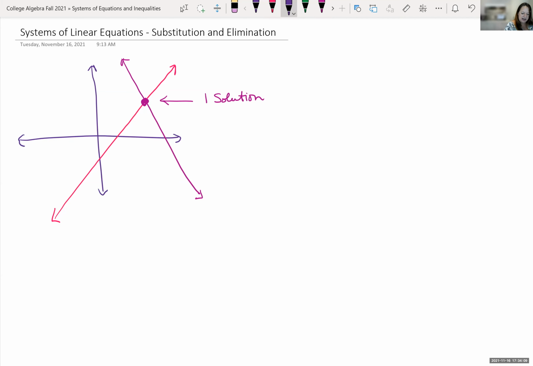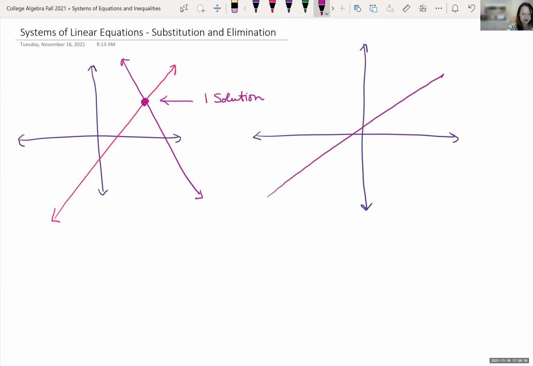The other scenario that could happen is when you graphed the lines, it ended up being the same exact line. So actually it's the same exact equation, right? It just might not look like it at first. And so if you graphed it and it was the same line, then any point that fell on that line would be a solution. So there's an infinite number of solutions. That doesn't mean any point is a solution. It means that any point that falls on the line is a solution. And so we have an infinite number of solutions.